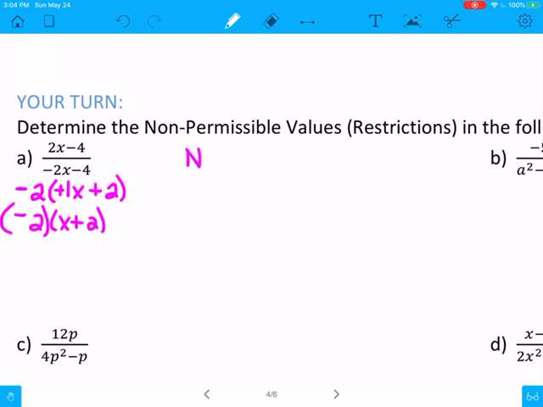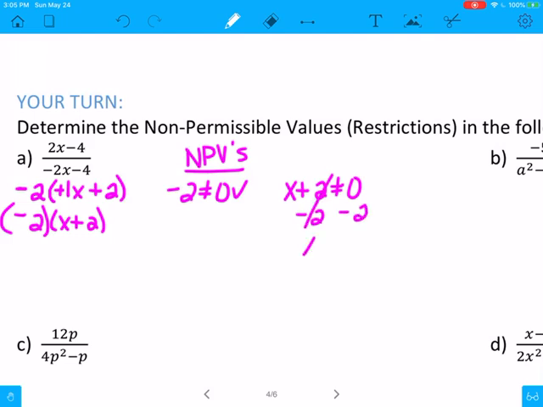So when I go to do my non-permissible values, I take my two brackets and set them not equal to 0. So I'm going to get negative 2 cannot equal 0, which is true, but doesn't get me an NPV because negative 2 doesn't have a variable with it. So if it's just a number, like I said, you don't get a non-permissible value or a restriction. And then x plus 2 cannot equal 0. Subtract 2. X cannot equal negative 2. And there's my non-permissible value. I only have one.